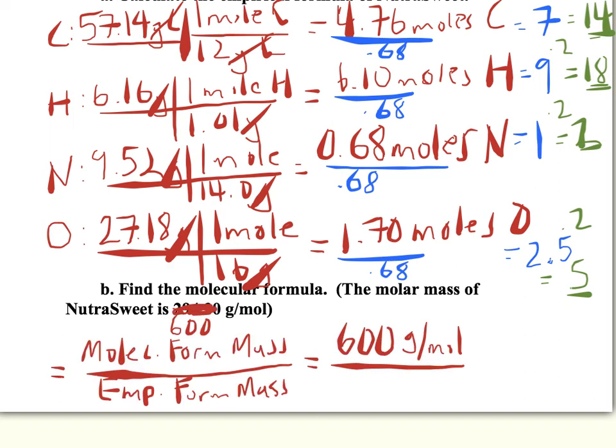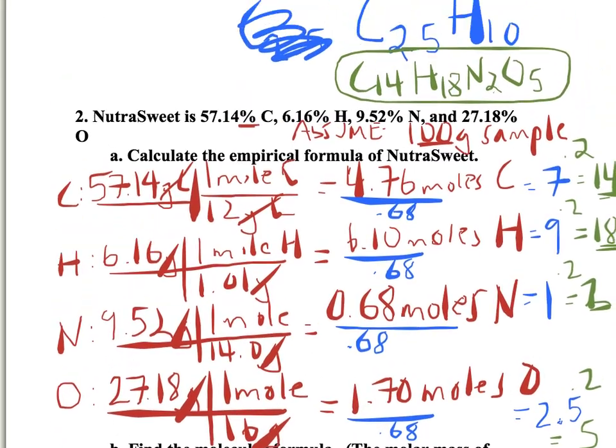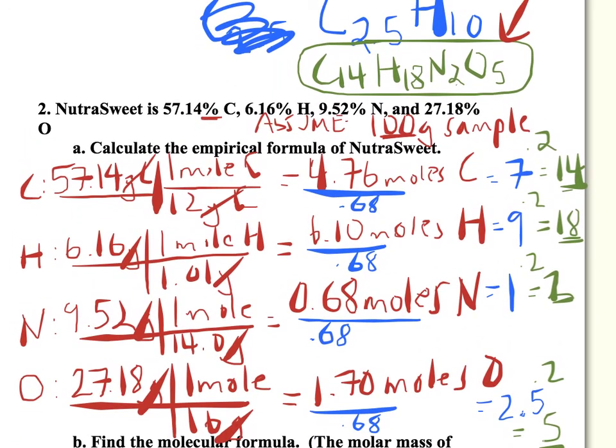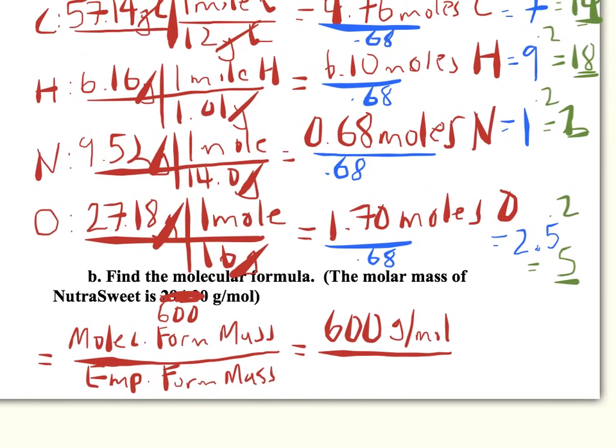The way we're going to get that is just how we would get the molar mass of any compound, except now the compound is this guy that we just figured out. So if we figure out the mass of this, 14 carbons, 18 hydrogens, 2 nitrogens, and 5 oxygens, if we add all those babies up, we'll get a nice, beautiful 294 grams per mole. We divide these, 600 divided by 294 gives us about 2. So that means the ratio that I need to multiply my empirical formula by is 2.